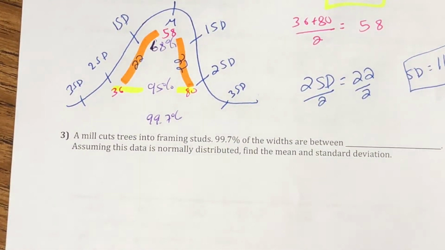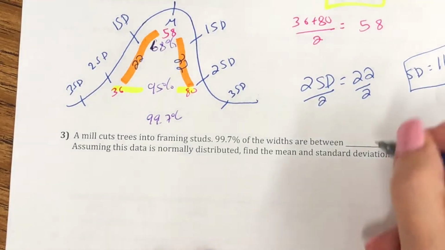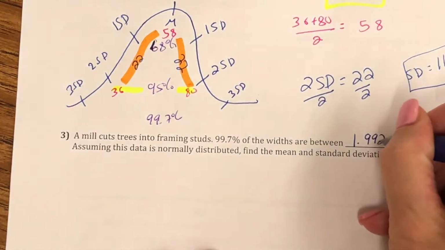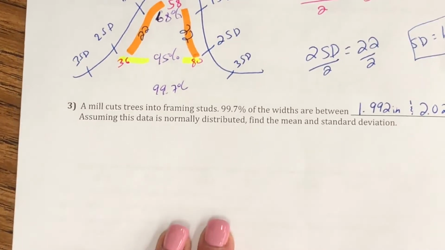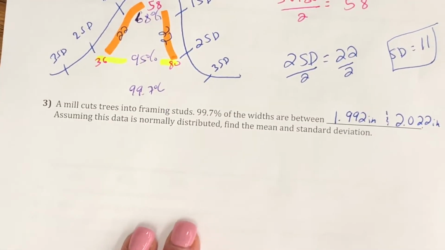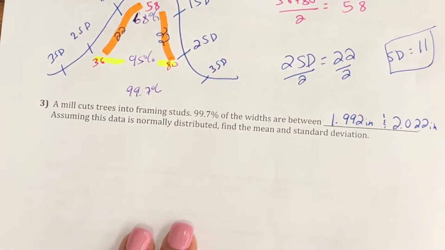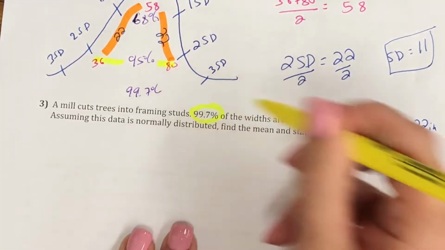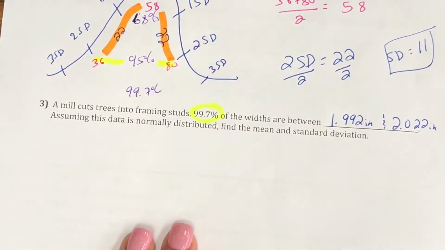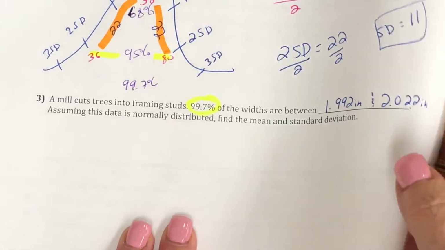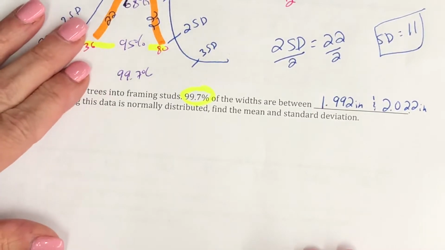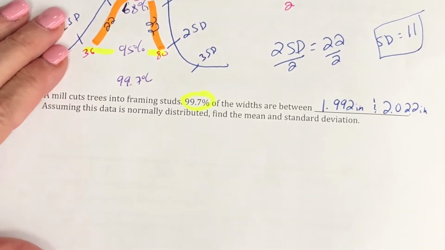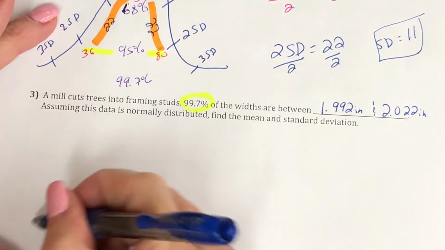99.7% of the widths are between 1.992 inches and 2.022 inches. And remember that we said this is 99.7%. So that is 3 standard deviations. So I'm going to go ahead and create my bell curve.